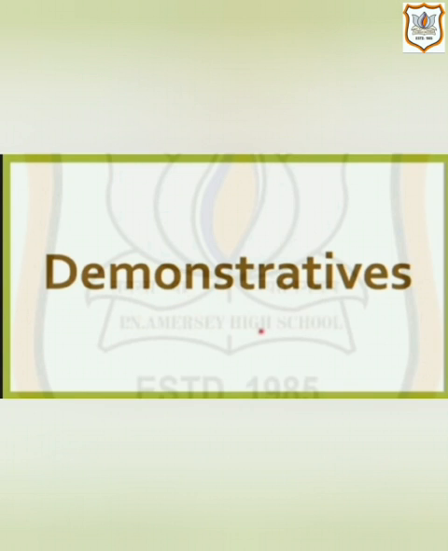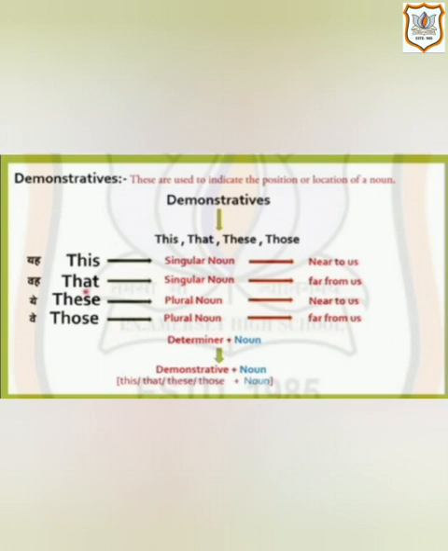Next is demonstratives. These are used to indicate the position or location of a noun. For singular, we say this, that. For plural, we use these, those. This is for near and that is far from us. These are near, those are far from us. Use them like this book, that book, these boys, those boys.